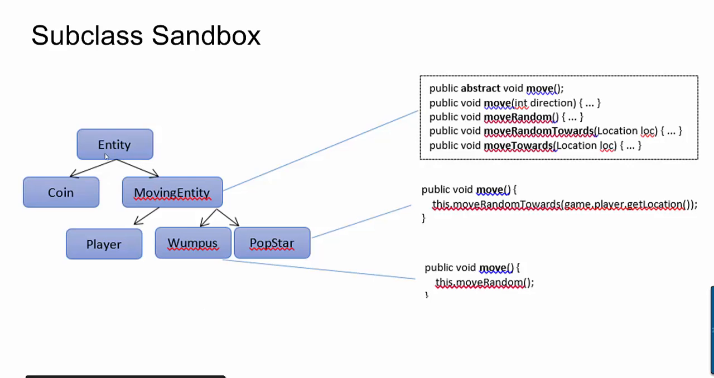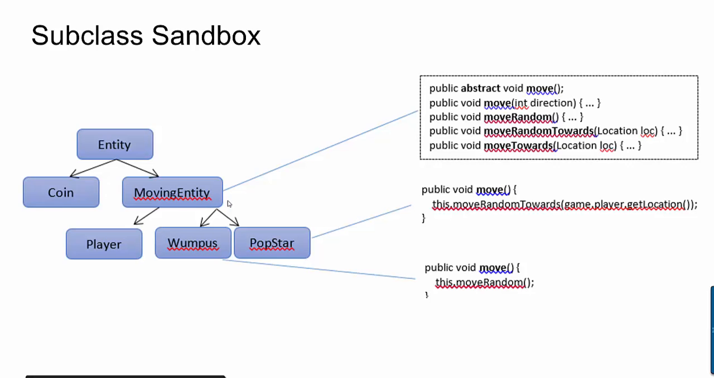So we're going to create an abstract class called entity. Remember, abstract means that you can't create an instance of entity. It's a class that only exists to be extended. Then we're going to create another abstract class called moving entity. So far we haven't gotten to Subclass Sandbox. Here's what Subclass Sandbox is.